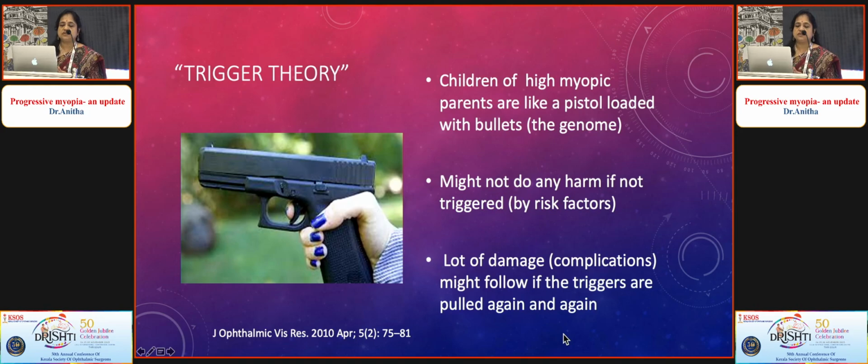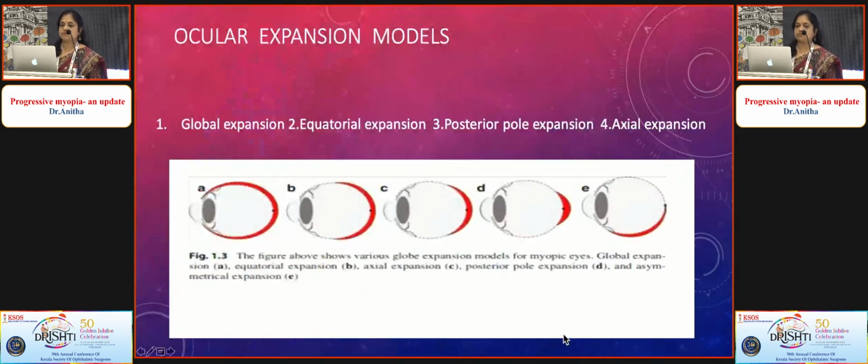All of you must have heard of the bullet trigger theory. A child with high myopic parents is like a pistol loaded with bullets, and whenever there are any of the risk factors, it's actually a trigger being pulled. The more triggers pulled, the more damage and complications follow.